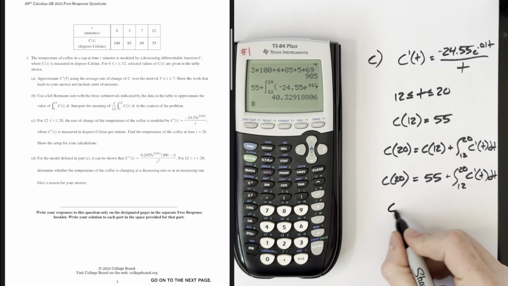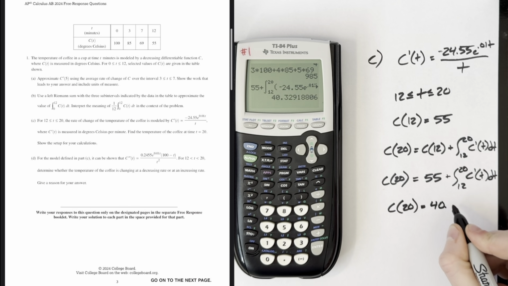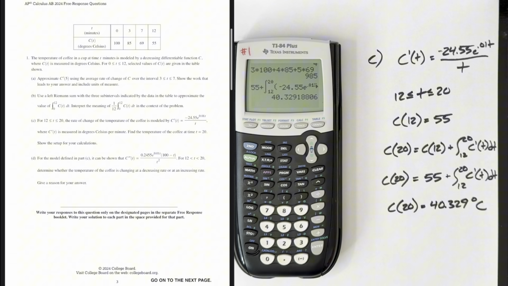But this final temperature should be 40.329. And this will be degrees Celsius, right? Because all of our coffee temperatures have been in degrees Celsius. And this logically makes sense, right? Over time, our coffee should be getting colder. It is in the table.